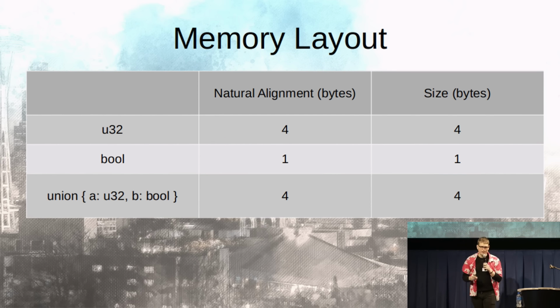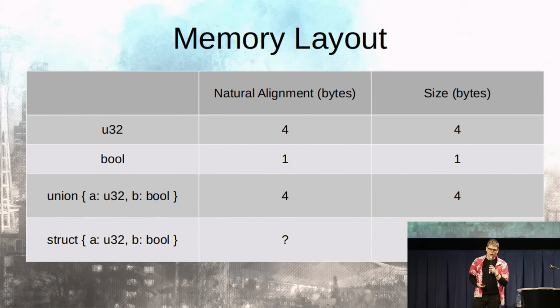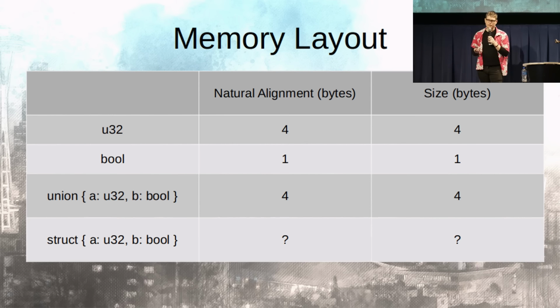Okay. Now, instead of a union, let's go struct. Natural alignment is? Ooh, I'm hearing some different answers. Size is? I'm hearing 8. So the alignment is the alignment of the biggest one, which is the u32. And the size is, here's how it works.